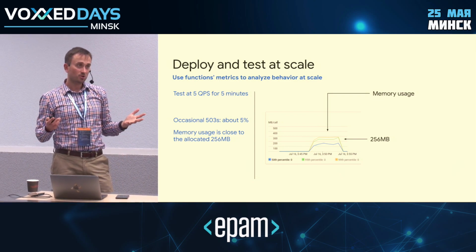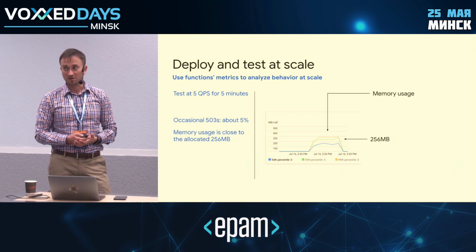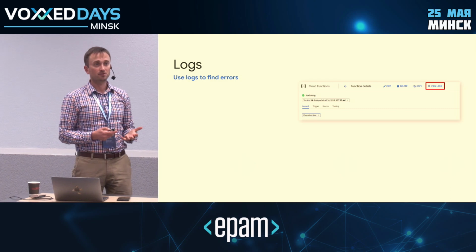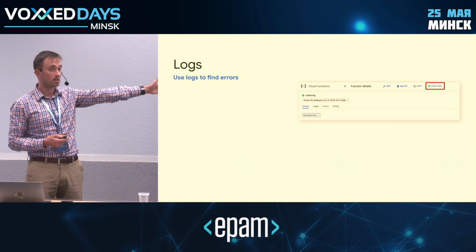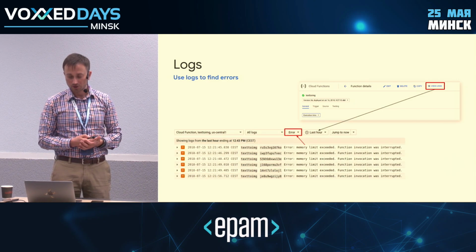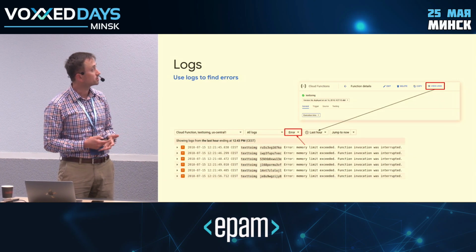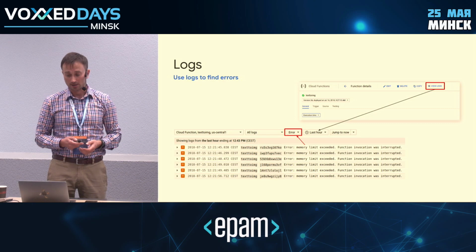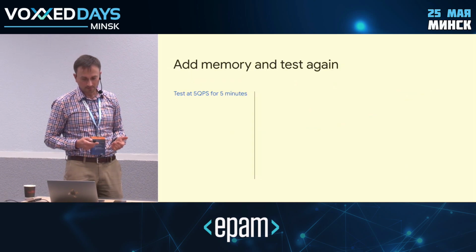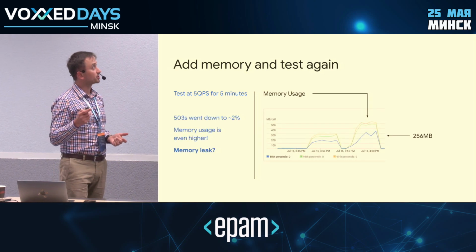So we hit the memory. Probably we haven't given enough memory to our function, so let's give it more. But before we do that, let's check if that's really the case. So we go to Cloud Logging, where we can see what happened. We check logs for our functions, and we see a lot of memory limit exceeded errors. So we add memory, and we test again. We double the memory, actually.